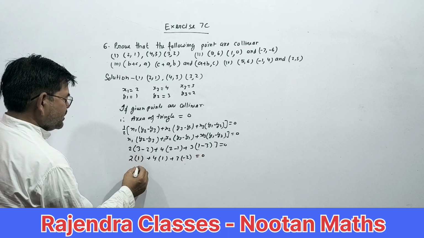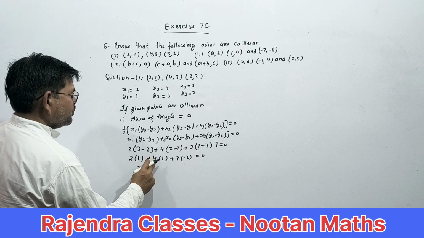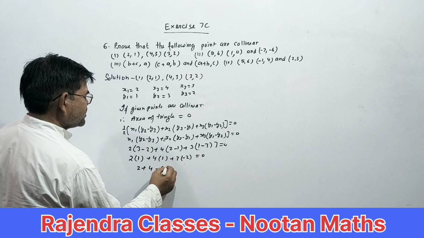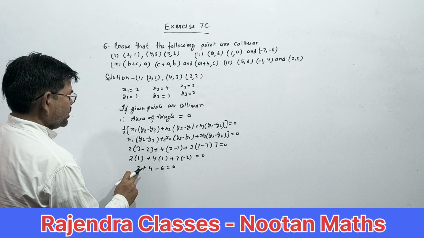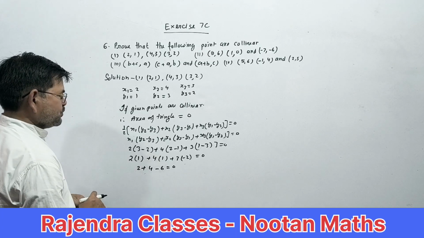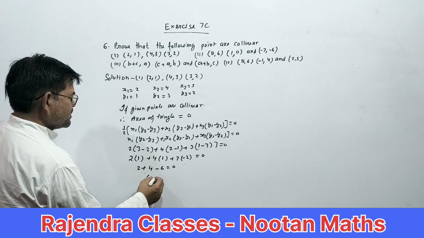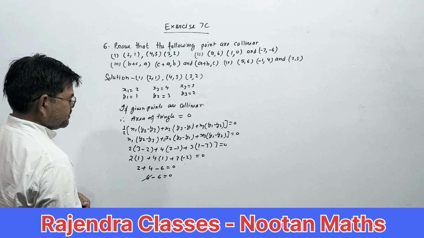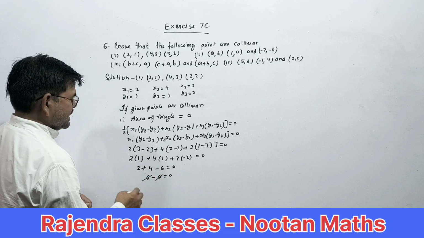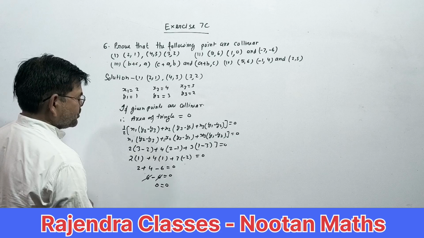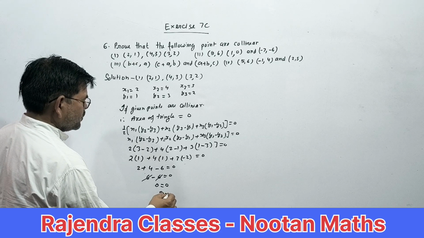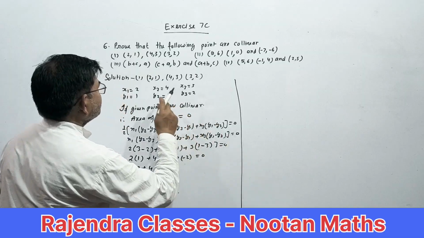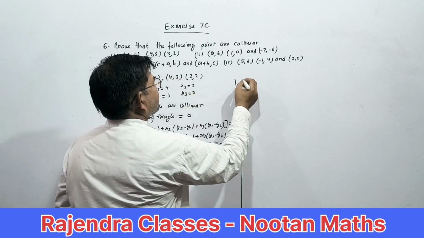2 multiplied by 1, 2. 4 times 1, 4. 3 times minus 2, minus 6. So 2 plus 4 find 6 minus 6 is equal to 0. So 6 is plus and 6 is minus, find 0 is equal to 0, true. And next question is second.